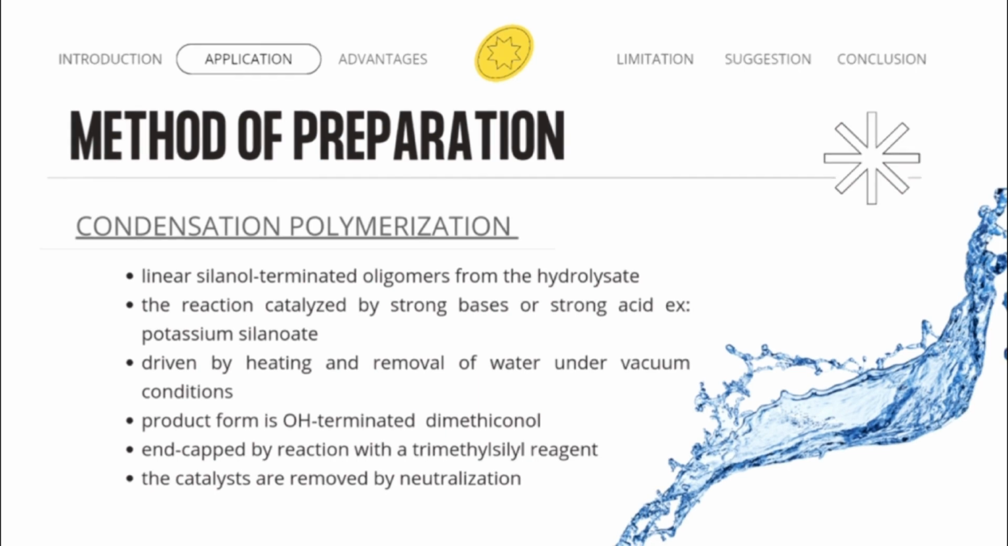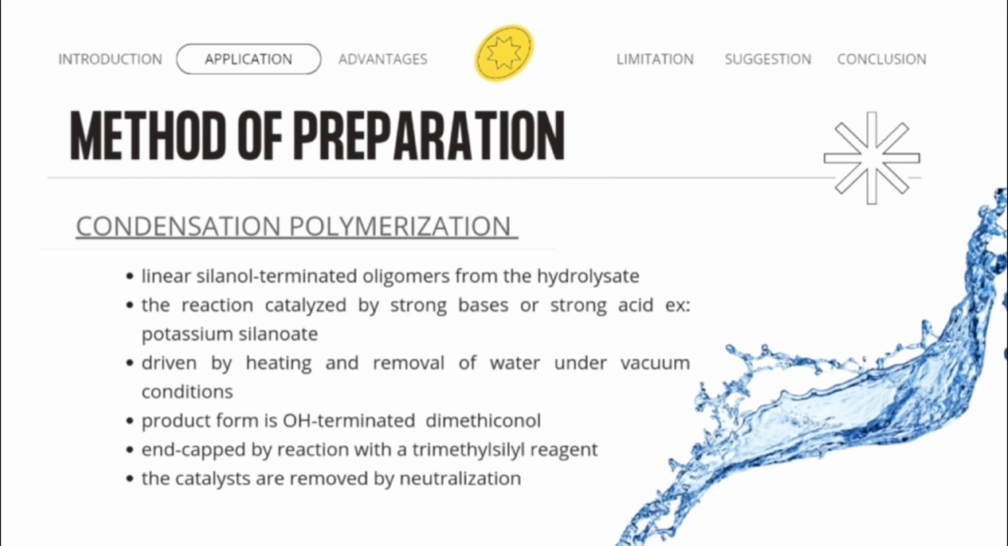Alternatively, dimethicone can be produced by the condensation polymerization method. This reaction is typically catalyzed by strong bases such as potassium silanoate, but it also can be catalyzed by strong acids. To obtain the desired polymer, the polymerization reaction must be driven by heating and removal of water under vacuum conditions.